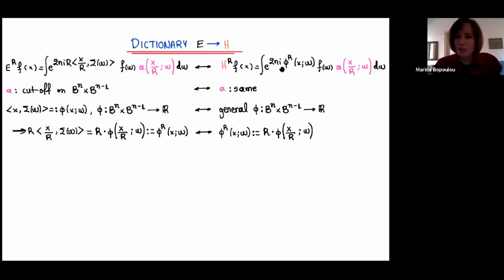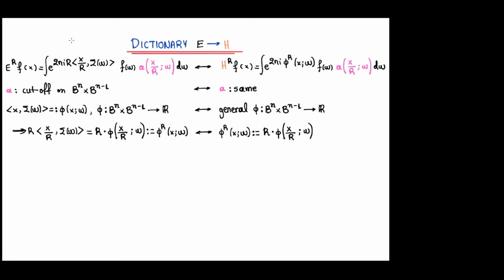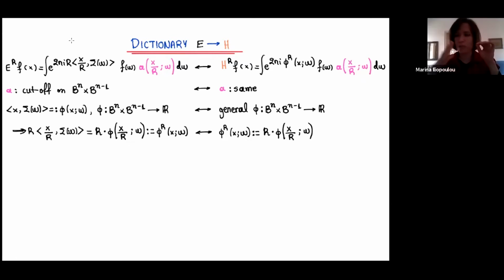The thing is, okay, we can't expect nice LP boundedness properties if phi r is anything at all. We want it to resemble a bit the phase function of the extension operator. And we said that we want to think of it as the inner product of x with a variable surface. So let's see in the extension operator case how the surface is connected to the phase.